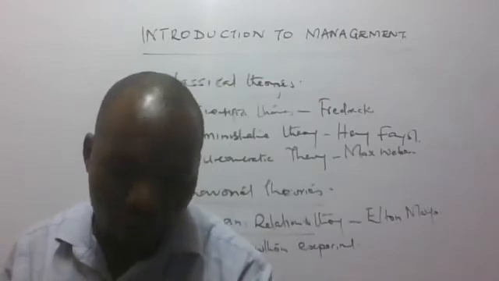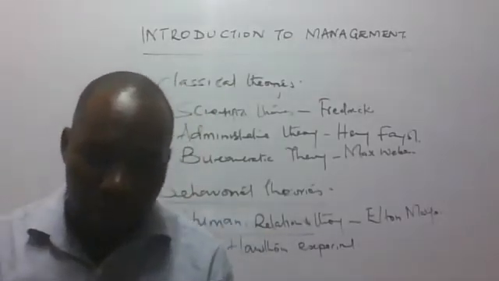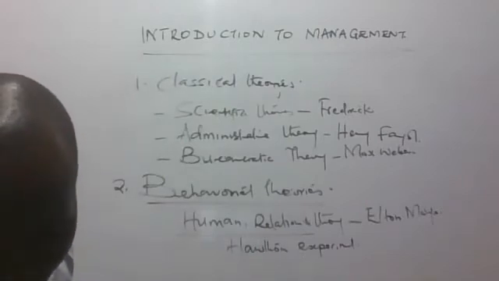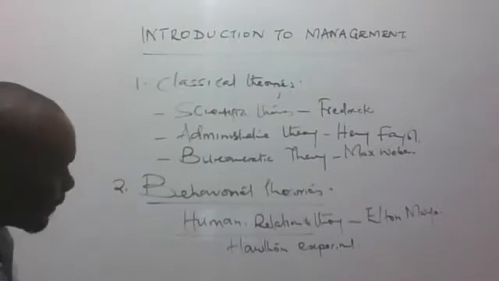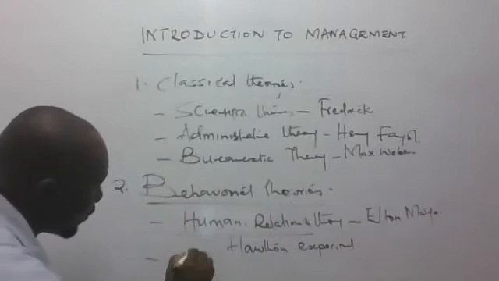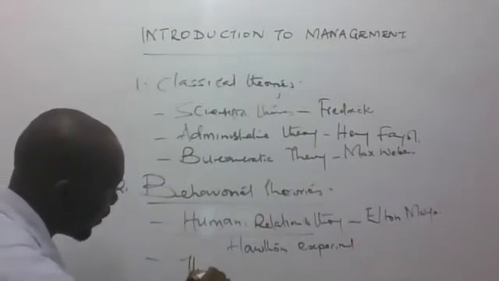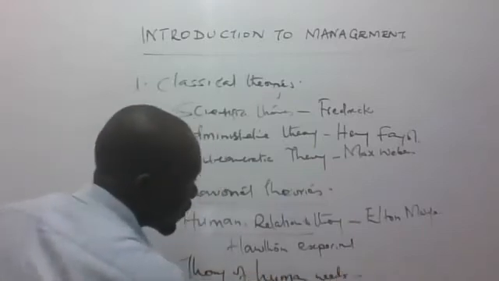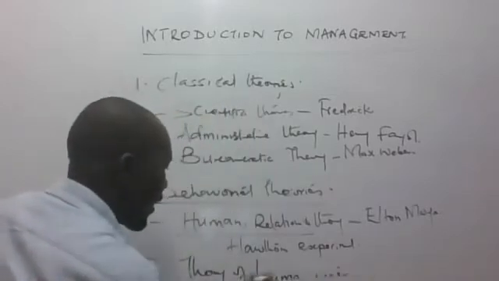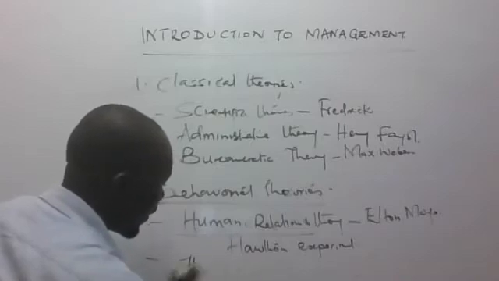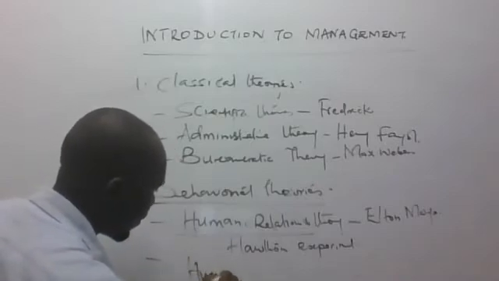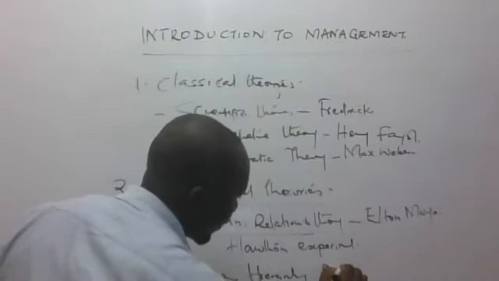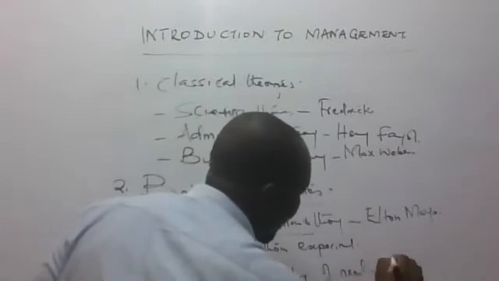But then we also have another person who was focused on human relations. That is Abraham Maslow. Abraham Maslow came up with a theory of human needs, the hierarchy theory, the human hierarchy of needs. This one was given by Abraham Maslow.